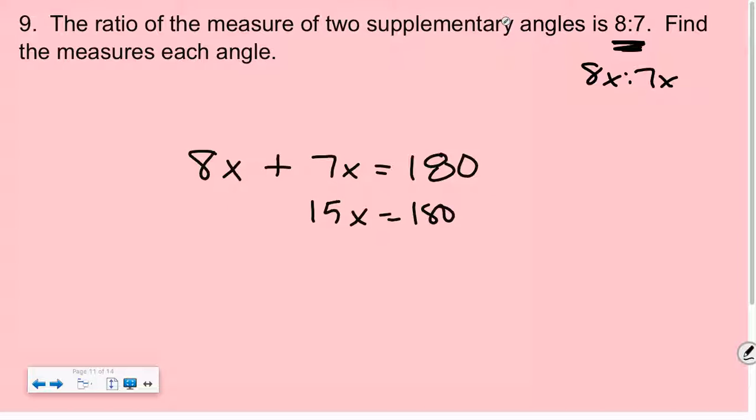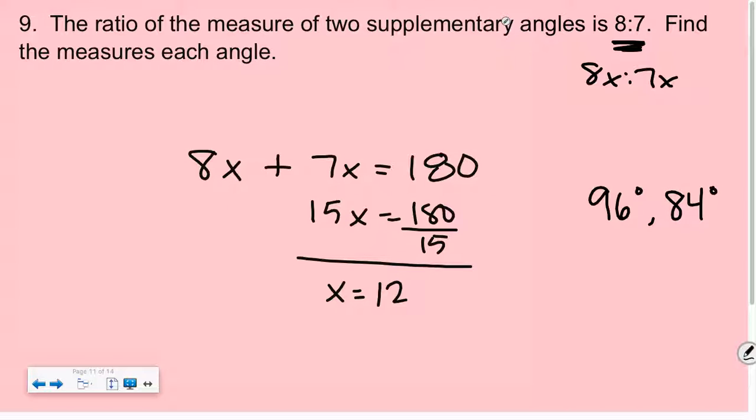15x would equal 180. Divided by 15, and x comes out to be 12. Find the measure of each angle. 8 times 12, 96. 7 times 12, 84. And 96 plus 84 better add up to 180. Those angles are in a ratio of 8:7. If I were to reduce them down. Okay, try 10 on your own.